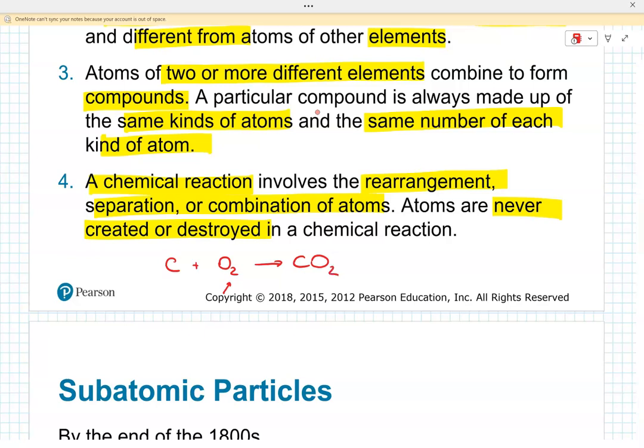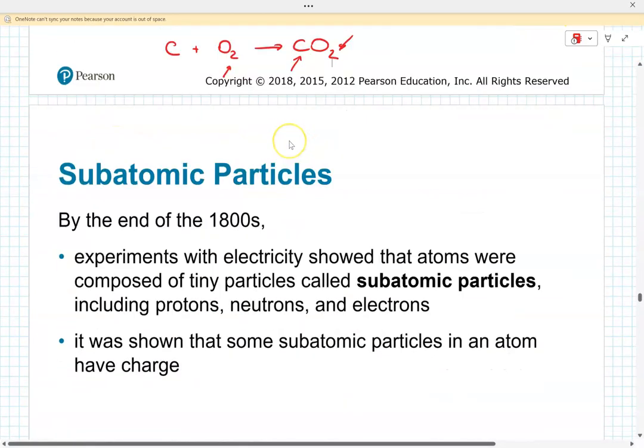How many carbon atoms do you have on the left? On the right? Nope. 1. Right? Just 1 carbon. How many oxygen atoms do you have on the left? 2. On the right? Also 2. Okay, that subscript shows you how many atoms of an element that is before that.